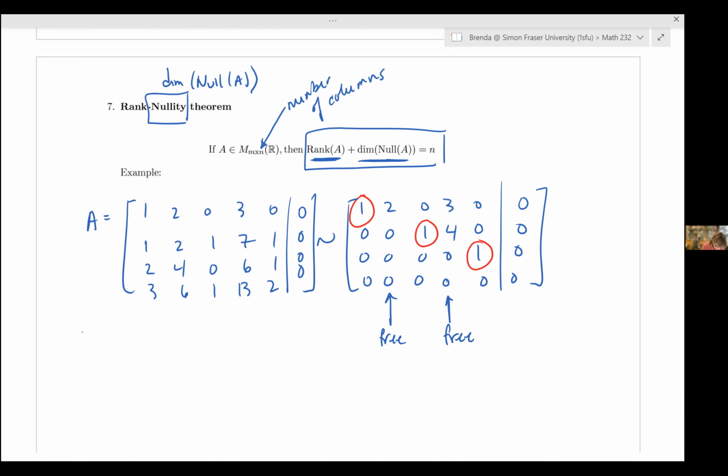So the first thing, I'm just going to write out some things I can immediately see: the rank of A is 3. That's the number of leading ones. So the rank of A is 3. And then I've got 2 free variables.